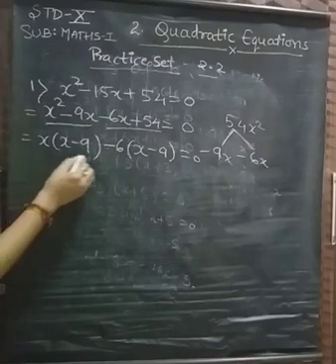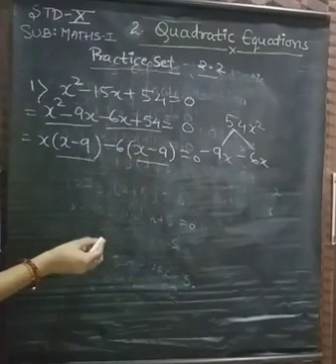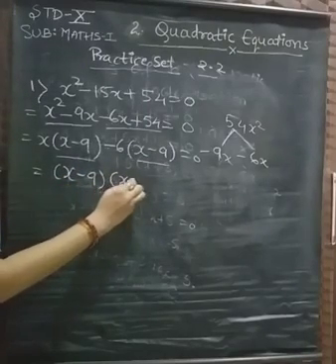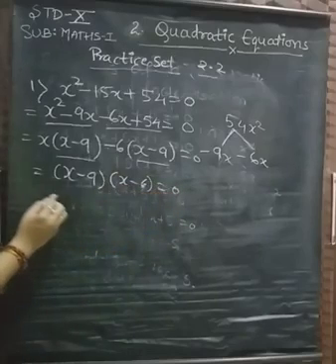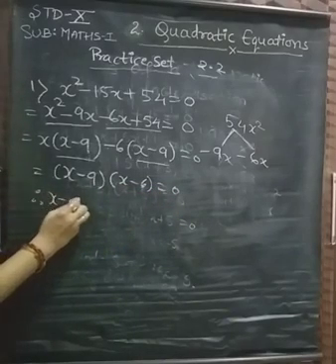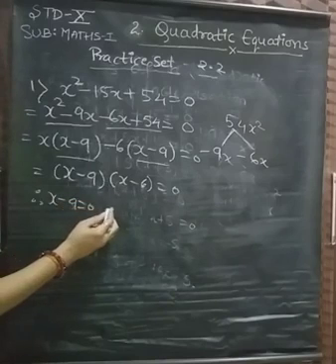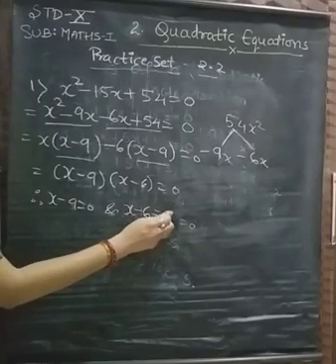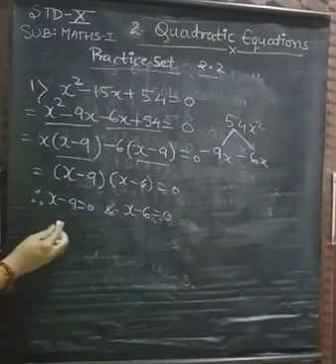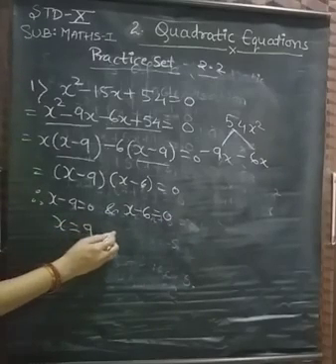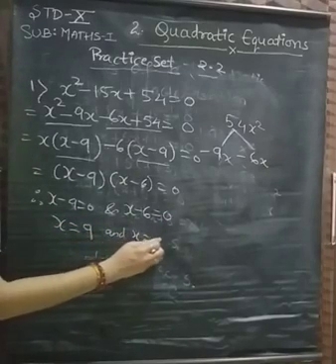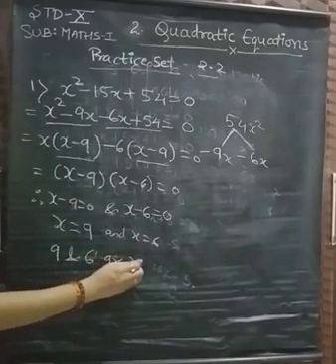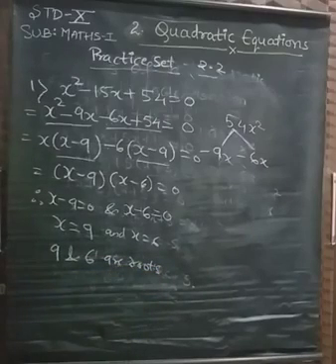So now x minus 9 is common. So you will get x minus 9 and x minus 6 equals 0. So therefore x minus 9 equals 0, right? And x minus 6 equals 0. Clear? So therefore your x value is 9 and x is equal to 6. So 9 and 6 are the roots of the given quadratic equation.